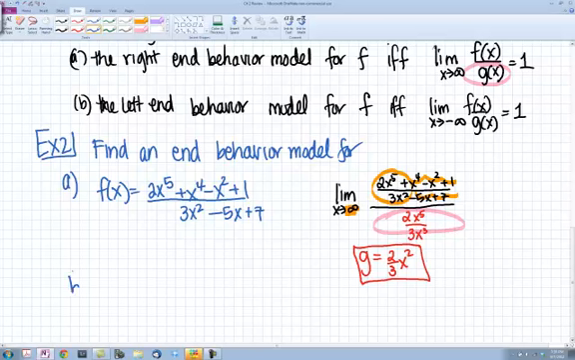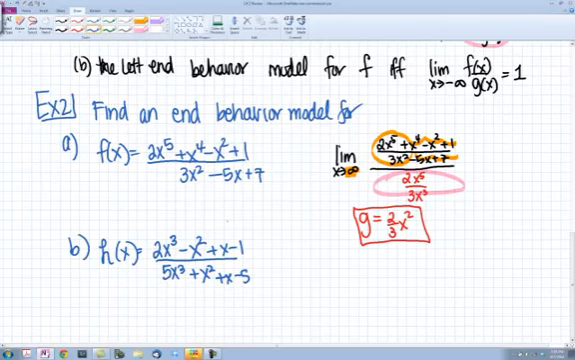Okay, let's try another. So what if g of x, oh, I guess I can call it something else because I was calling it the end behavior model g. So let's use an h of x. What if I have some other function h of x, and it's equal to 2x cubed minus x squared plus x minus 1 all over 5x cubed plus x squared plus x minus 5.